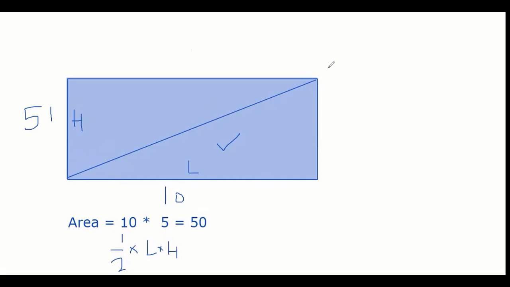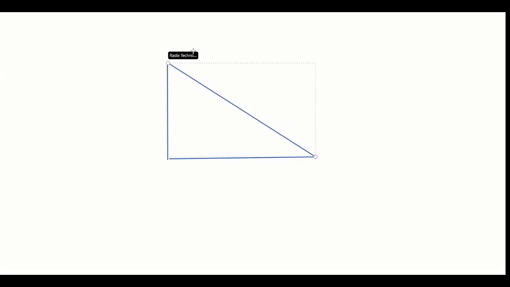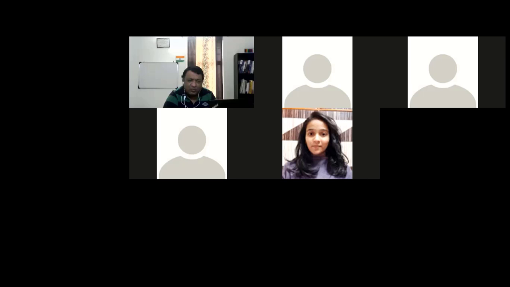So tomorrow if I give you this kind of figure, some kind of triangular shape, okay Saksham? And this is for everybody. If I say this is x, this is y, and I ask what is the area of this triangle, you will say half into x into y. That is correct.